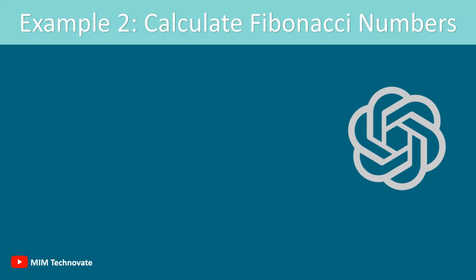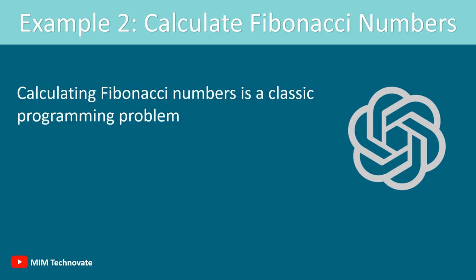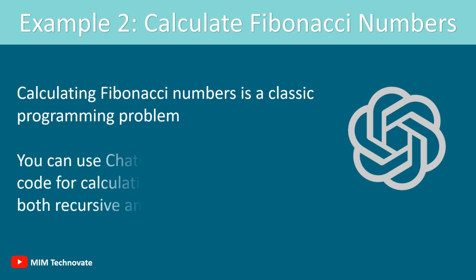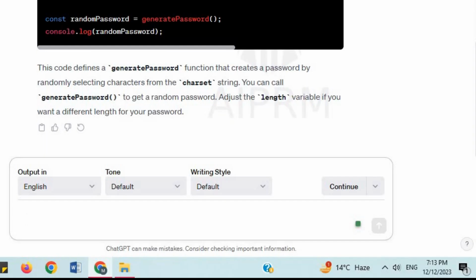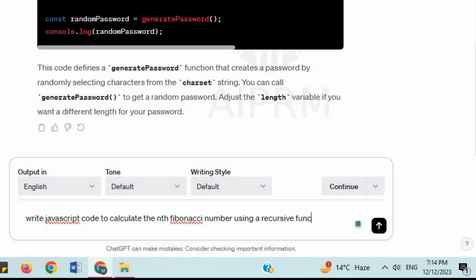Example number 2. Calculate Fibonacci numbers. Calculating Fibonacci numbers is a classic programming problem. You can use ChatGPT to generate JavaScript code for calculating Fibonacci numbers using both recursive and iterative approaches. I will say, write JavaScript code to calculate the nth Fibonacci number using a recursive function.